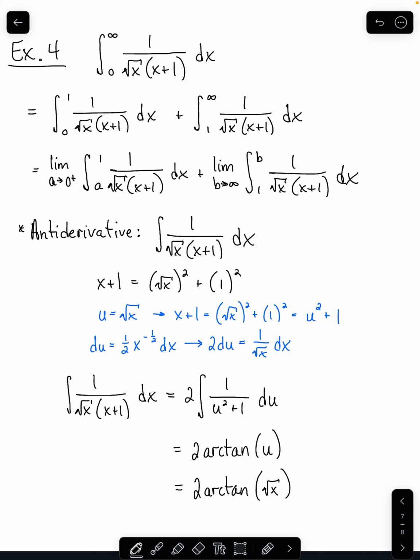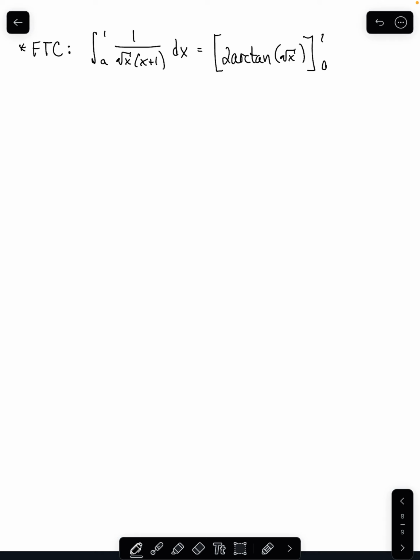Our next step is to apply the fundamental theorem of calculus to each of our integrals. We will do them one at a time. We have first the integral from a to 1 of 1 over the square root of x times x plus 1 dx, which then would be equal to 2 times the arctangent of the square root of x evaluated at 1 minus the evaluation at a.